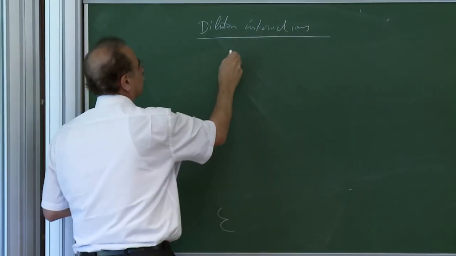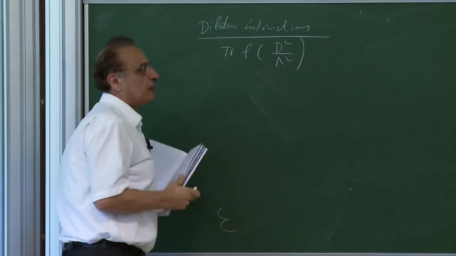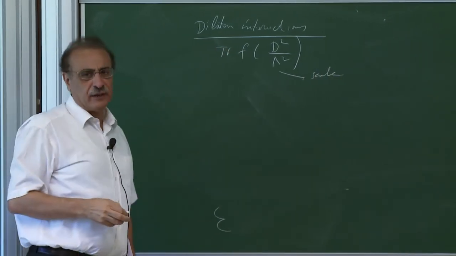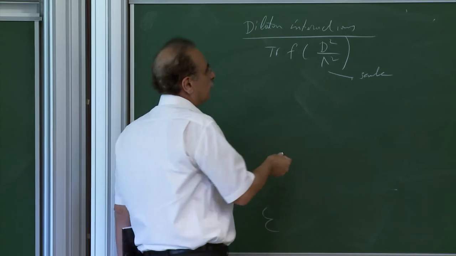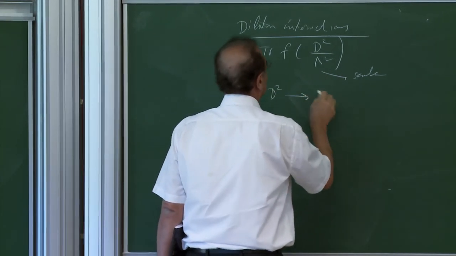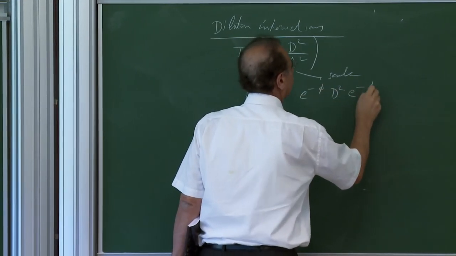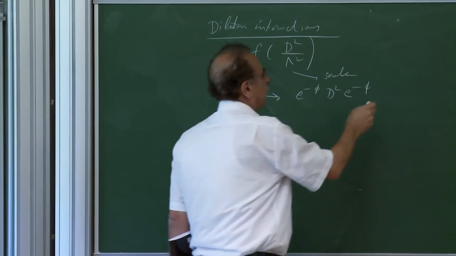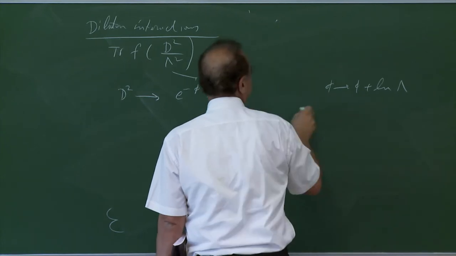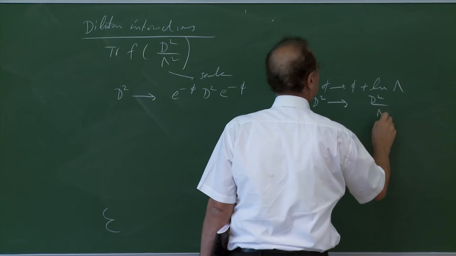When I introduced the spectral action, I said that the spectral action is trace of f of D squared over lambda squared. And we put this scale in by hand. However, the idea of a scale which is inserted by hand is not very natural. It's more natural to replace D squared by e to the minus phi D squared e to the minus phi. Why? Because if you let phi go into phi plus ln lambda, it gives me that D squared would go into D squared over lambda squared.